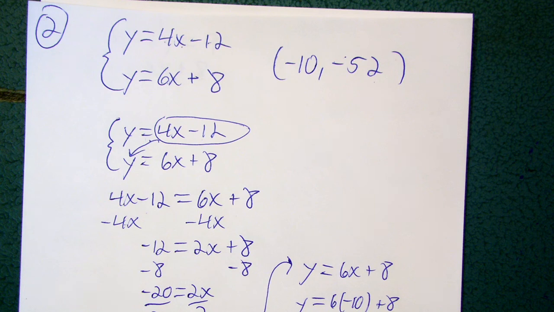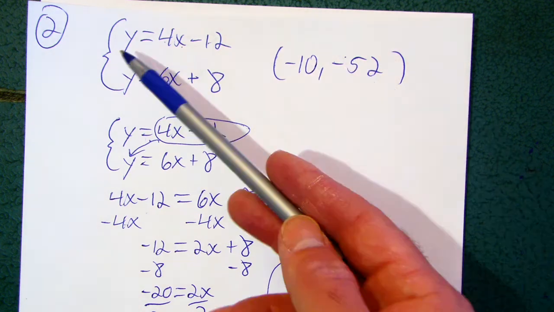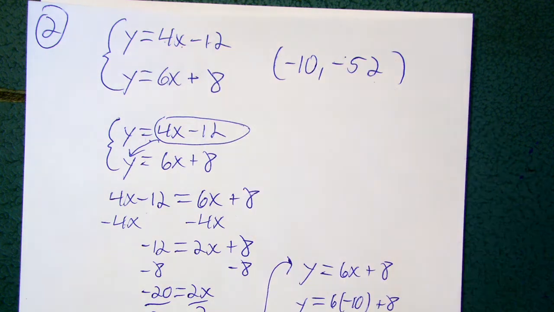So that's one type of problem you're going to come across by using substitution. This is one that would lend itself to graphing. I know this would be way off the graphs that I usually give you, but if y equals 4x minus 12, y equals 6x plus 8.